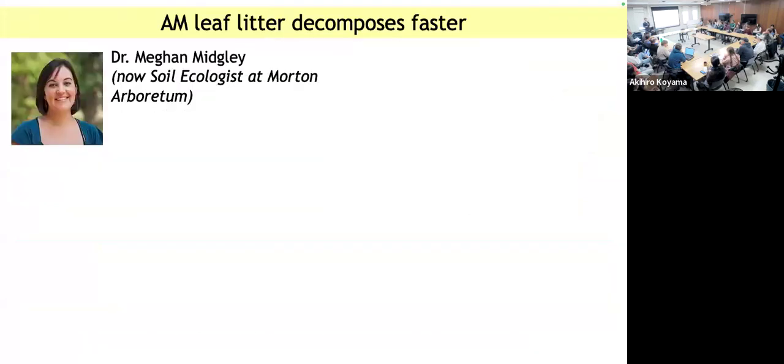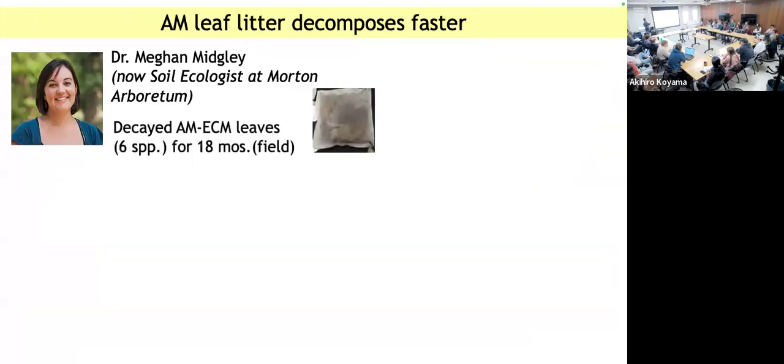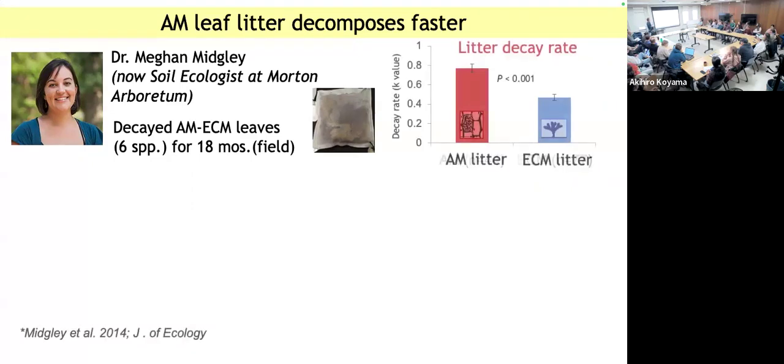So the first pass that we want to take is to look at a bunch of trees associated with AMF and a bunch of trees associated with ectomycorrhizal fungi, and just look at the differences in characteristics of the trees. So Megan Midgley was my first PhD student, and she decayed AM or ECM leaves in litter bags, a classic way that we look at the decay rates of leaves. We put out these bags in the soil, bury them, and measure the amount of mass loss after a period of time. She had 6 species, and Megan found this pretty striking pattern where on average, the decay rates of the AM leaves are about twice as fast as the ECM leaves.